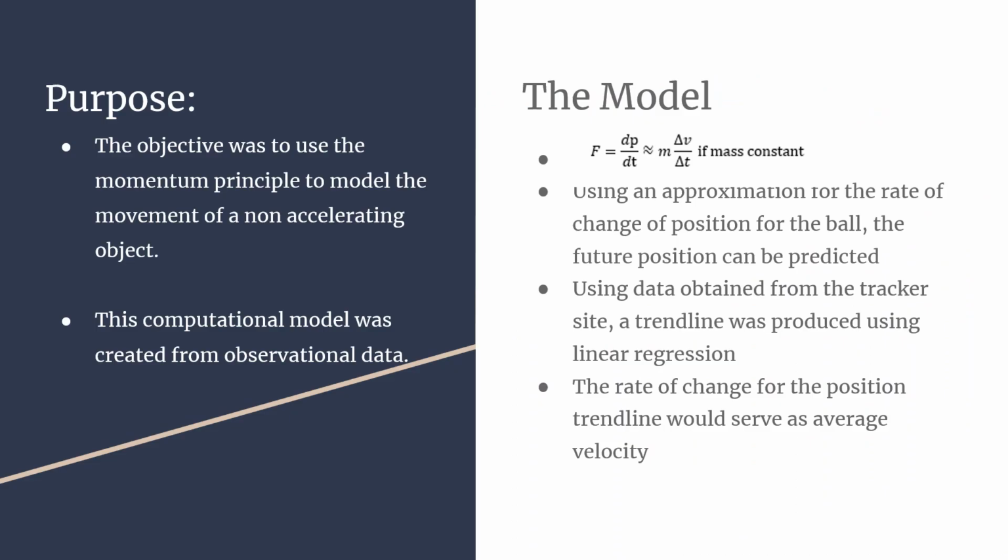The objective was to use the momentum principle to model the movement of a non-accelerating object using GlowScript. The momentum principle states that force is equal to the rate of change of momentum, which is approximately equal to mass times the average rate of change of velocity, if the mass is constant. A trend line was created using data obtained from a tracker site, and using the rate of change of this trend line, which serves as the average velocity, the future position of the ball can then be predicted.